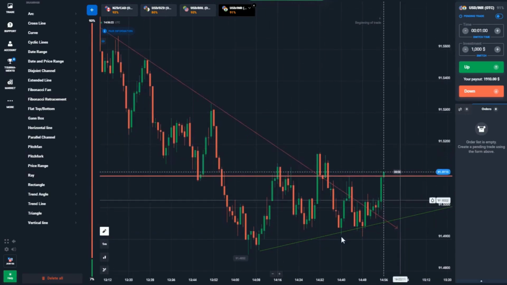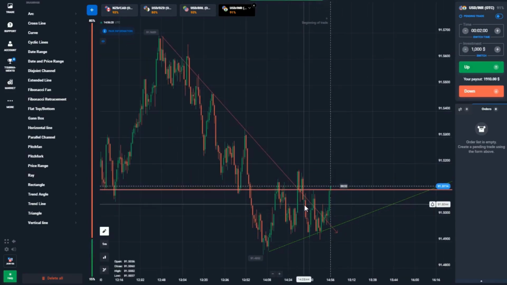If it is broken, I will take an upward trade, and if it fails to break through as usual, I will take a downward trade. Let's see what happens.